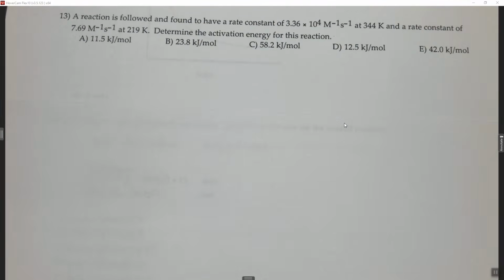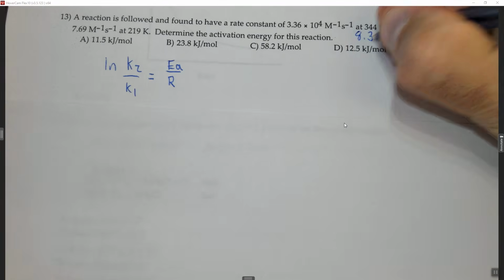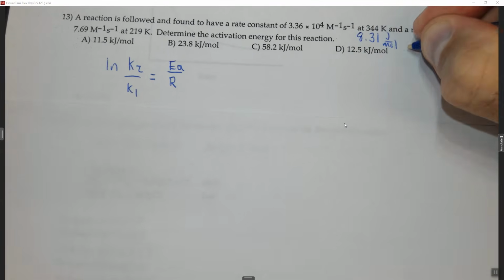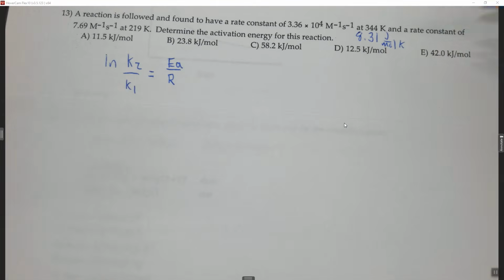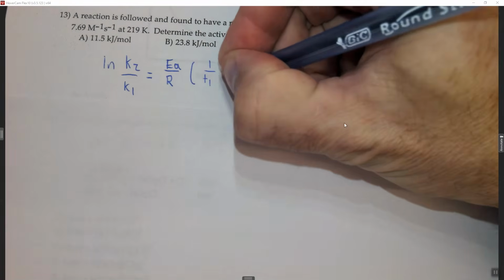So this is the Arrhenius equation. This is ln of K2 over K1 equals EA over R. Note that R is 8.31 joules per mole K. It's not the one you're used to, 0.08206, because that's liter atmospheres per mole K, and 101.3 joules is a liter atmosphere. So it's the same constant, just different units. We took the 0.0821 and multiplied by 101 basically, and we get 8.31. Then it's 1 over T1 minus 1 over T2.